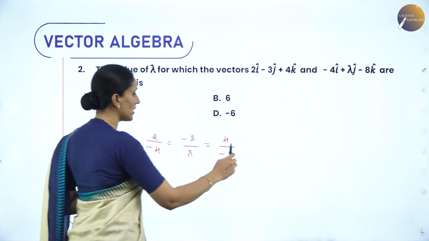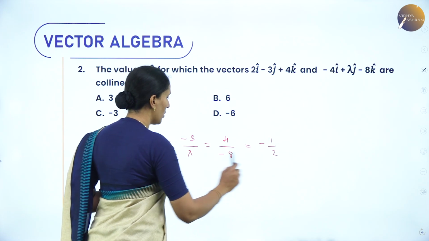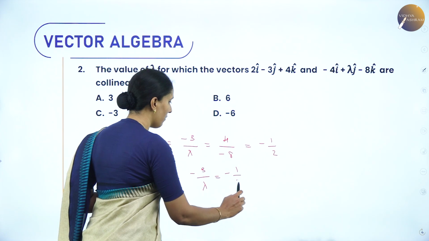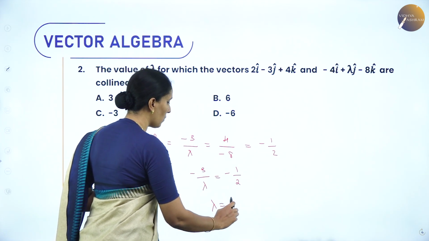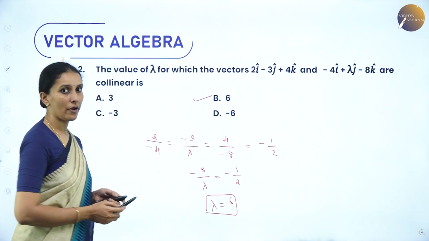And what is that constant? Clearly we can see 4 by minus 8 is minus half. So if we equate minus 3 by lambda to minus half and cross multiplying this, we will get lambda is equal to 6. Hence option B is right.